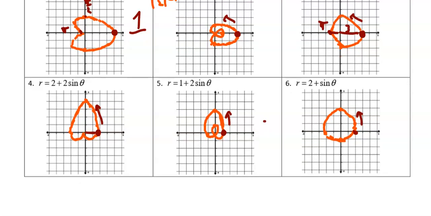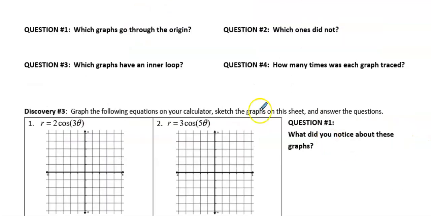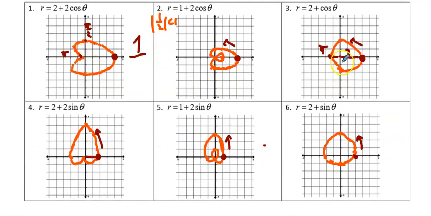So what do we notice about these? Well, the question's on the next page, so I'm going to finish this video with this. Which graphs go through the origin? Which ones do not? Which graphs have an inner loop? How many times does each graph trace? The most important thing here is that it's only traced one time. How many graphs did go through the origin? By the origin, we're going to say the pole. So we had one that went here.